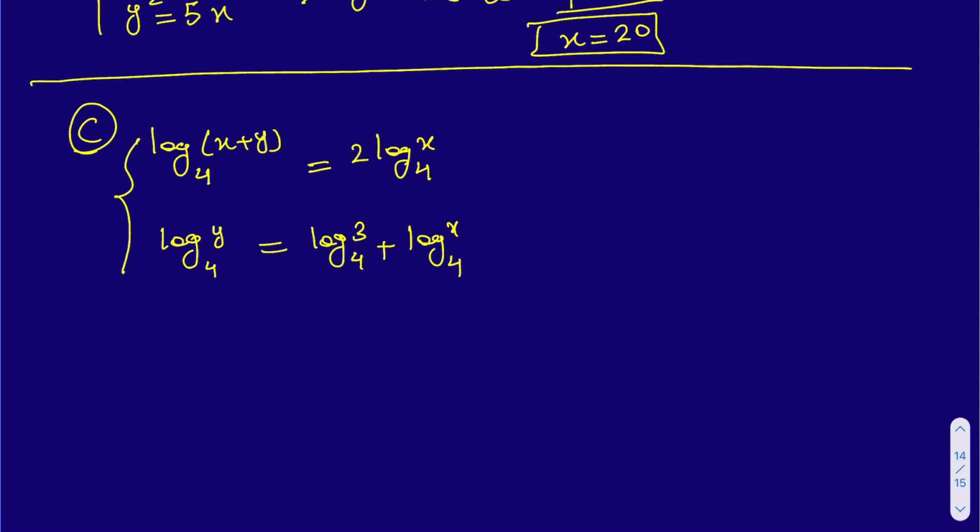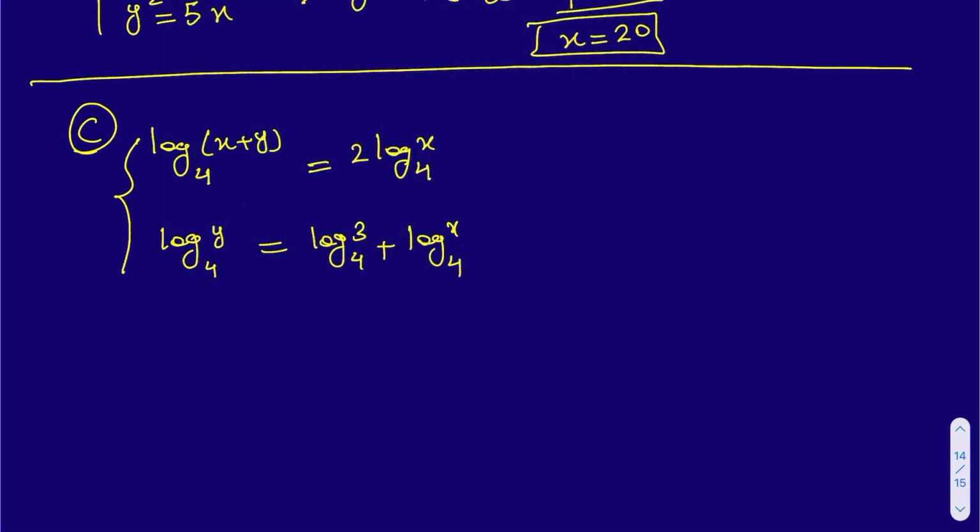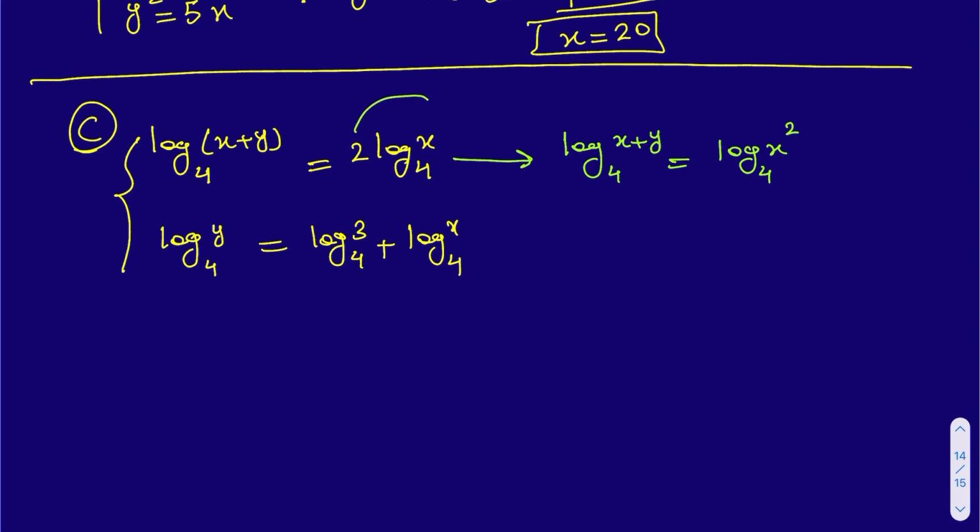So from the equation above, I can just simply say that log of x plus y to base 4 must be equal to log of x to the power of 2 to base 4. This is one of the properties of the logarithmic equation.